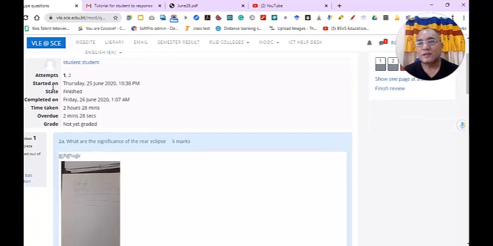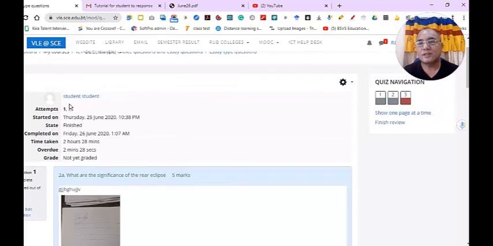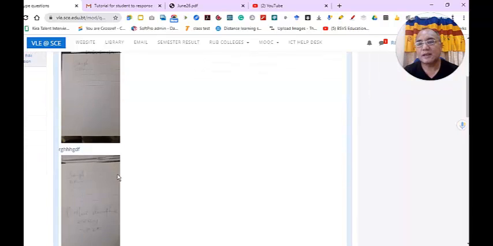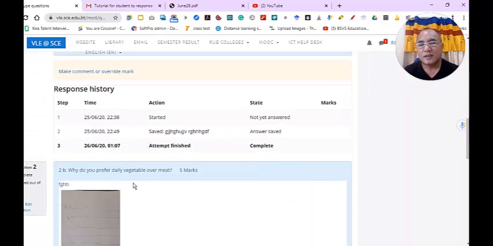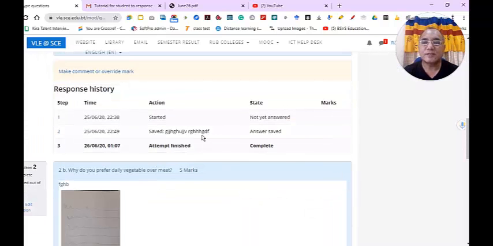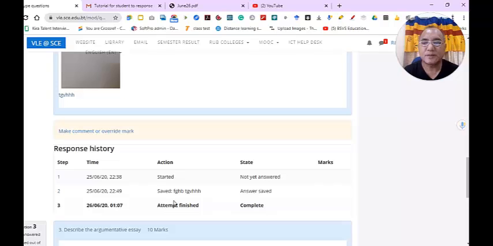Okay, so these are the details of when the students submitted their questions. The student name is just "student", the first student's name will appear here. So here is the day he or she has attempted, and these are the answers provided for the first question. Then these are the answers provided for the second question. It will even provide the history of when the student has answered, and what modifications have been made.